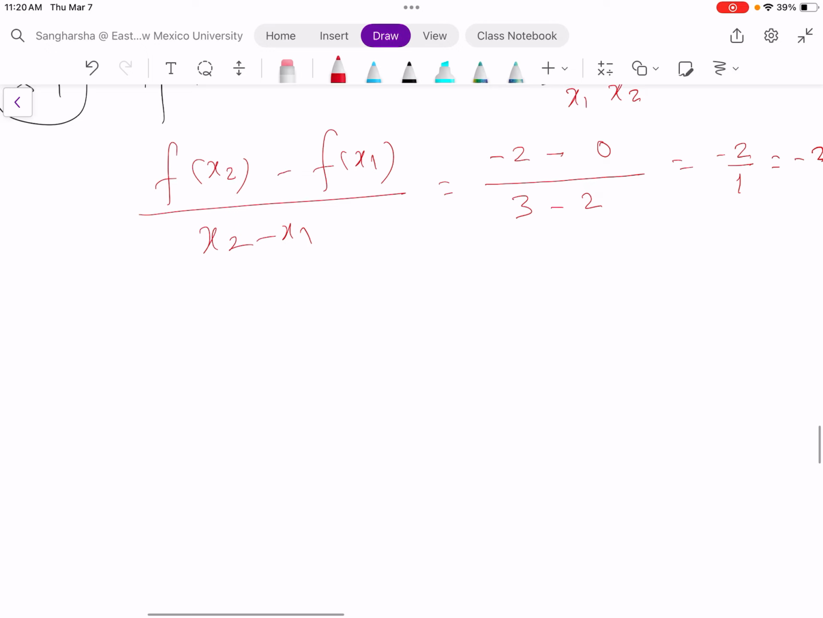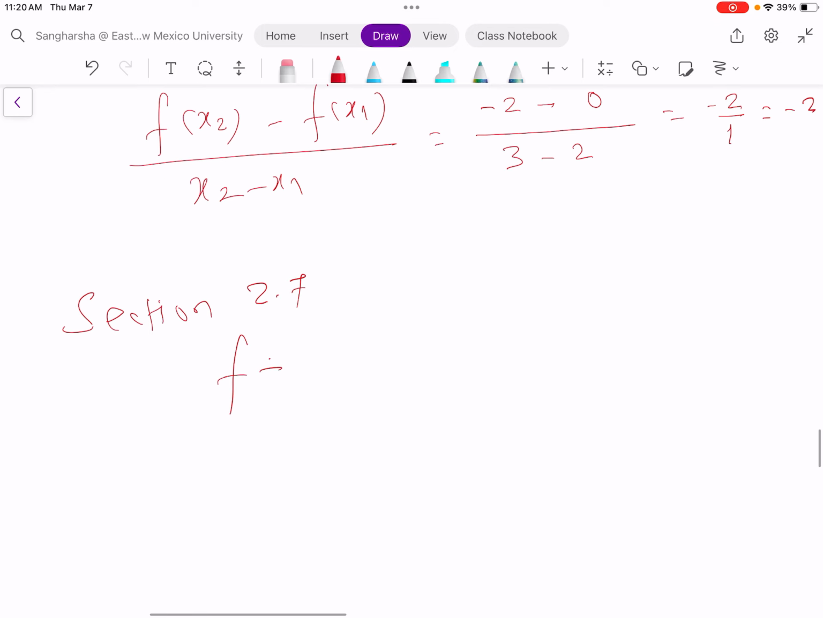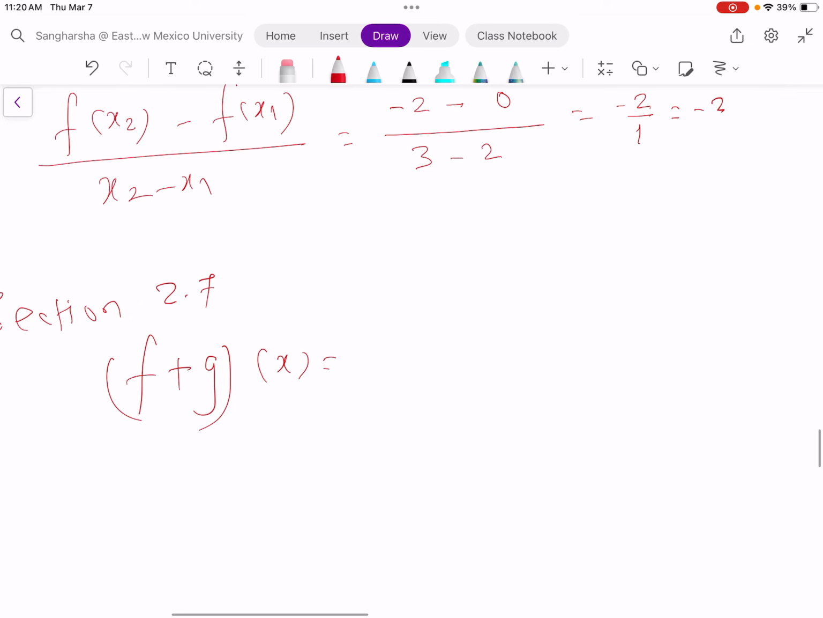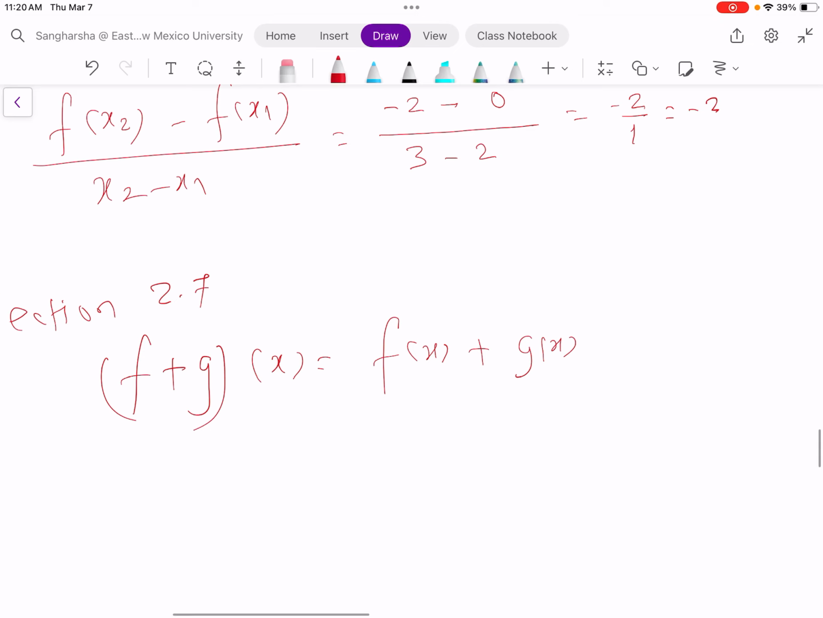In 2.7, basically we've had the algebra of functions. We added the functions, right? So let me make a revision here. In 2.7, if we want to find the f plus g function, how do we find it? We add the functions, right? So this is f function plus g function. If we want to find f minus g function, then this is f function minus g function.